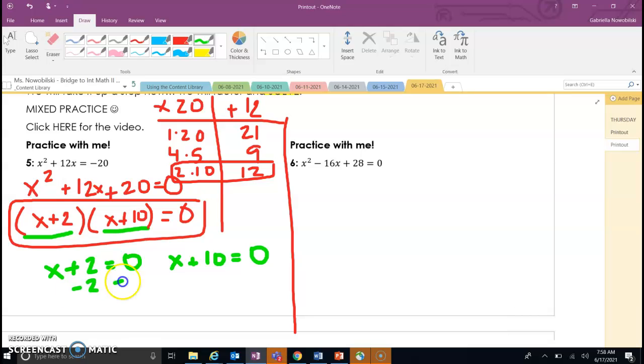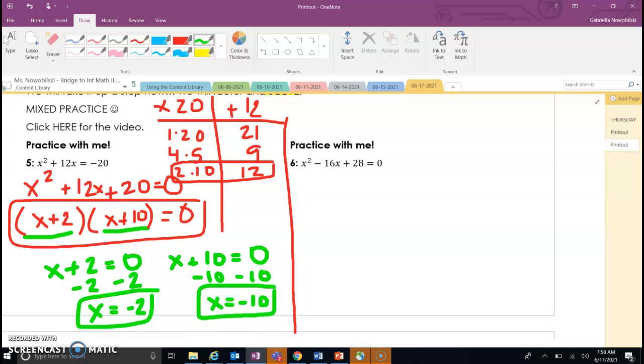So again, to solve this, I just have to subtract 2. So my x is equal to negative 2, and my x is equal to negative 10.